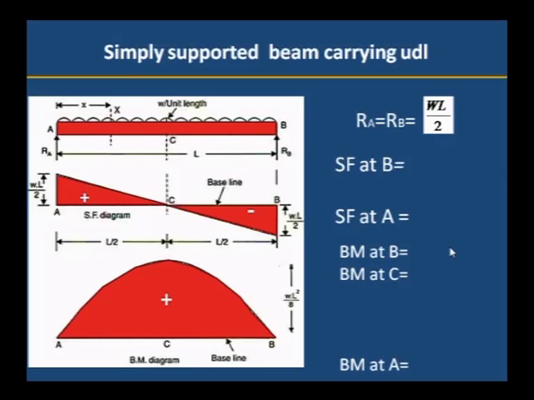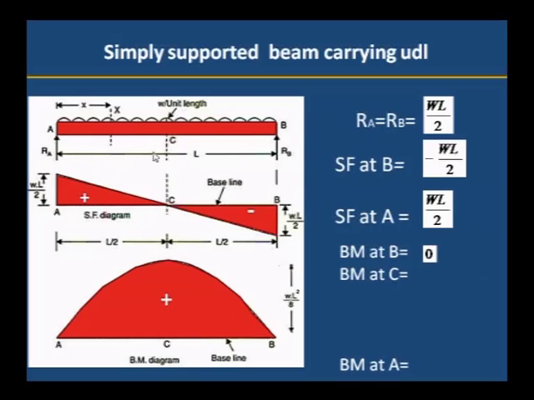Then to start with the shear force at B, shear force at B is minus WL by 2, since it is an upward force, minus WL by 2 is taken. Shear force at A: when you add minus WL by 2 plus W into L, where W into L is the total load, minus WL by 2 plus WL, we will get RA as WL by 2.